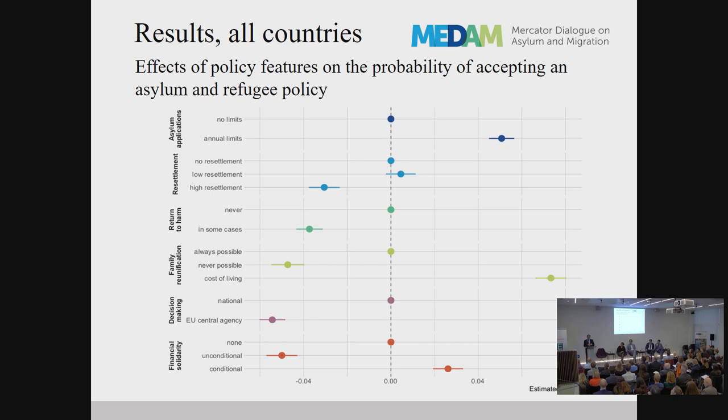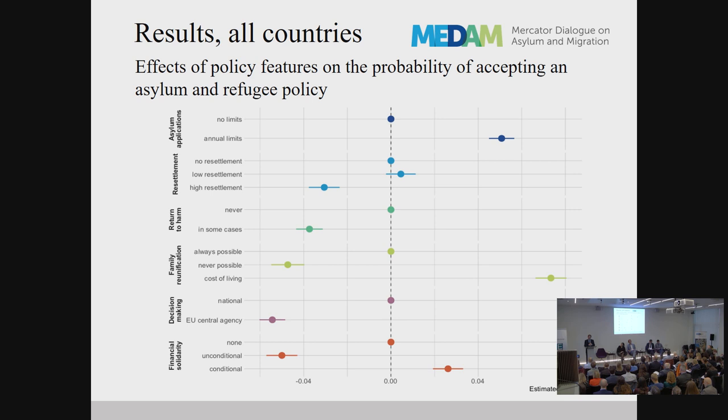People are also not supportive of denying family reunification. So on the family reunification dimension, the option of never possible, again on the left-hand side, has a negative impact on overall public support. But what people prefer here is a family reunification policy that requires refugees to cover the costs of their incoming family members. You see that cost of living dot on the right-hand side compared to the always possible option.